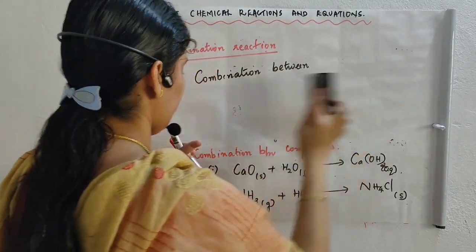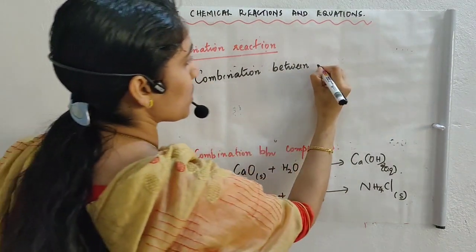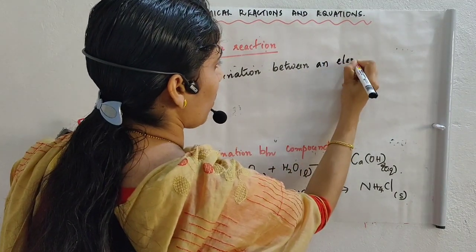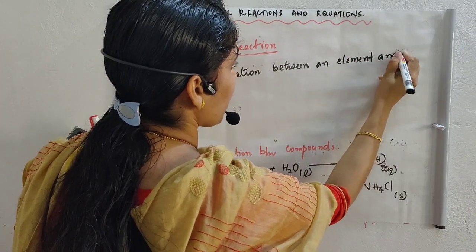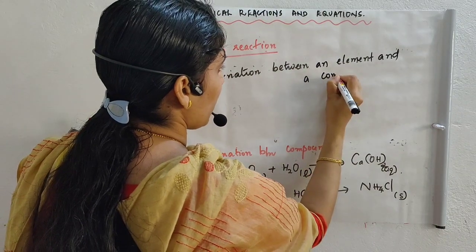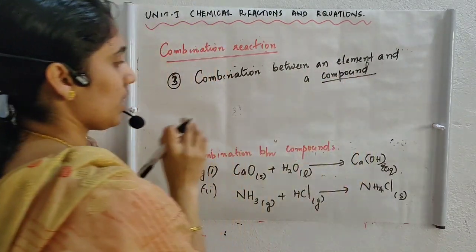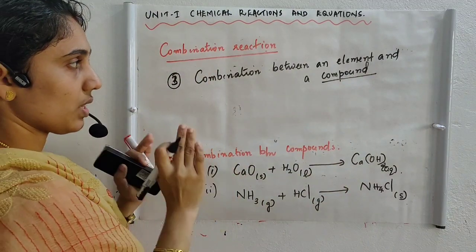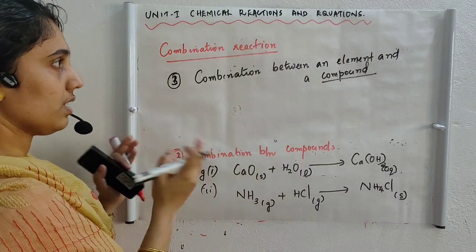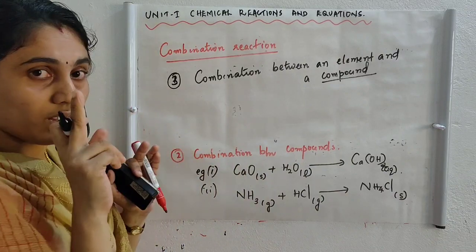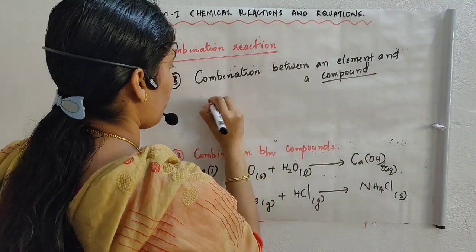Then one more type we can mention, the third type: combination between an element and a compound. Here, on the reactant side we write the reactants. The condition is this: in a combination reaction, the product side has only one substance. The reactant side can have many, but the product only one.